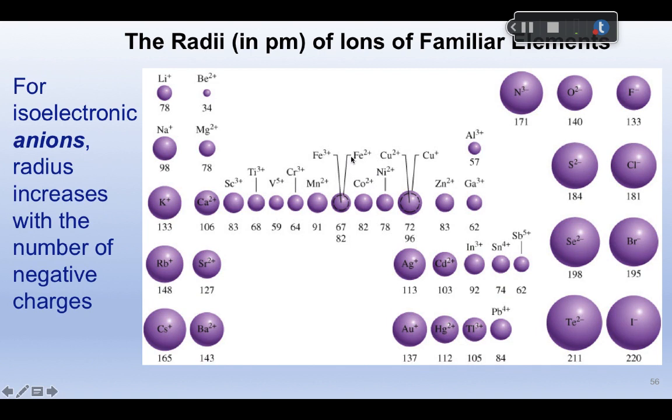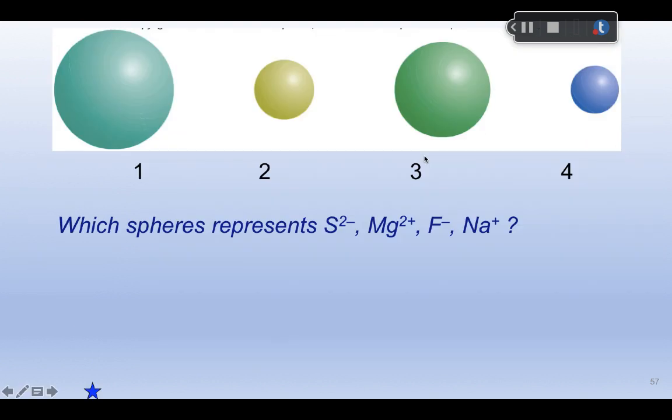Notice also that charges are shown for two types of iron ions, and the smaller of the two will be the iron 2, and copper 2 is likewise smaller than copper 1. So the larger the charge, the smaller the radius for these ions.